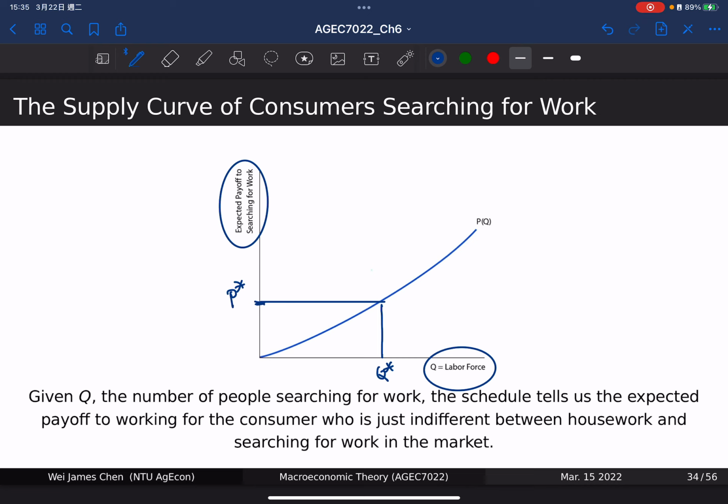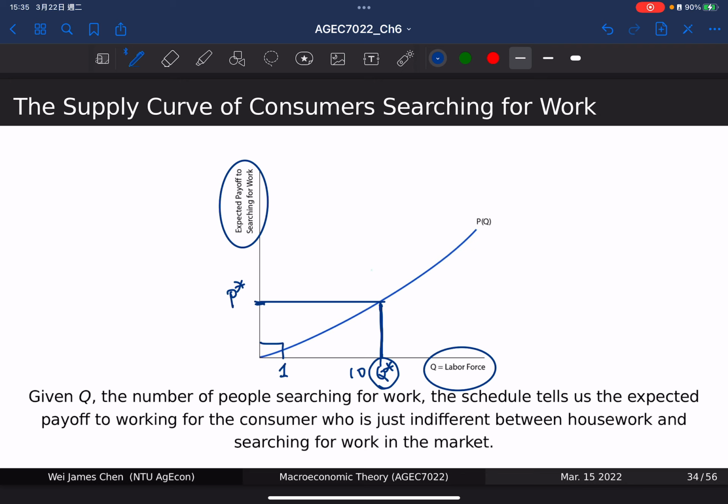For the marginal worker, when I say marginal, I mean this Q star. Say Q star is 10 people, and the marginal worker is the last person who joined the labor force. When P is lower, maybe there's only one person. Now there's 10 people, so it must be that the first person joined, then the second person, then the third person joined the labor force. And marginal means the last person.